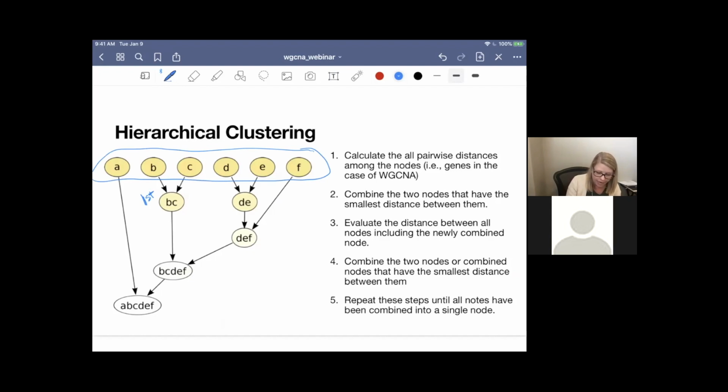And so instead of now B being associated with each one individually, we're going to look at the distance between B, C, and A, B, C, and D, B, C, and E. And we're going to keep doing this iterative process where we evaluate all the distances between our nodes or our merged nodes until we get to a point where we've gotten all our nodes to merge together. And so this is what we mean when we talk about hierarchical clustering.